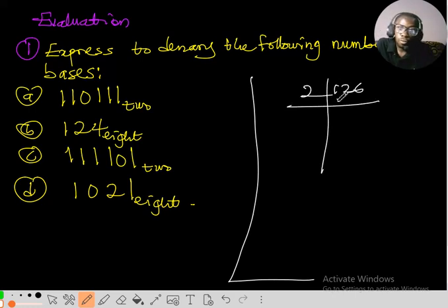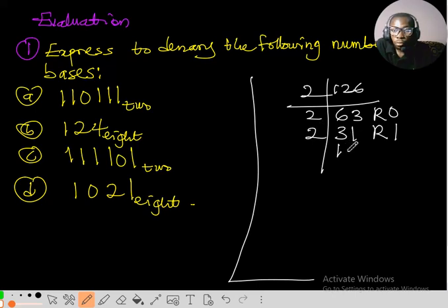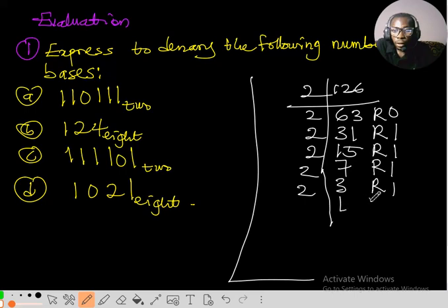You know it's in base 10, so we are dividing by 2. 126 divided by 2, 63. 63 divided by 2, 31, remaining 1. Again, 2 in 31, that is going to be 15, remaining 1. 2 in 15, 7. Still remaining 1. 2 in 7, 3. Remaining 1. 2 in 3, 1. Remaining 1. 2 in 1, impossible. 0. Remaining the last number here, which is 1.